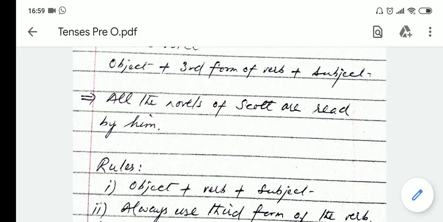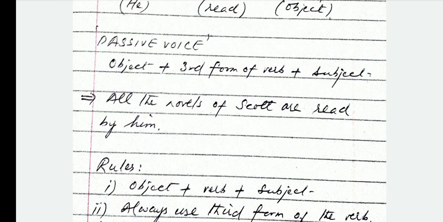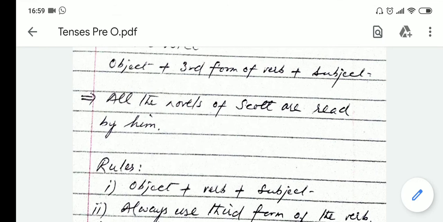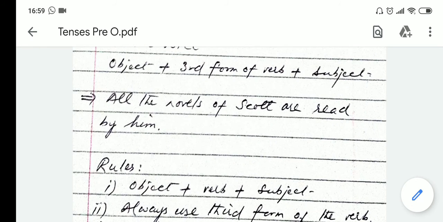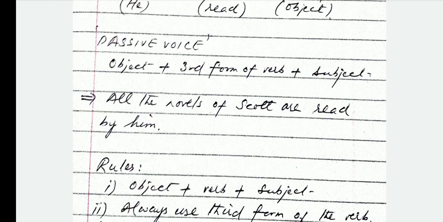Novels are many, so we will use are. If it was one novel, we would use is. This is a very simple concept. Read. The first form of read is read, the second is read, and the third is read. They are pronounced differently, but the spellings are the same, R-E-A-D. So I have used the third form of the verb, so you will pronounce it as read, but the spelling will be the same.